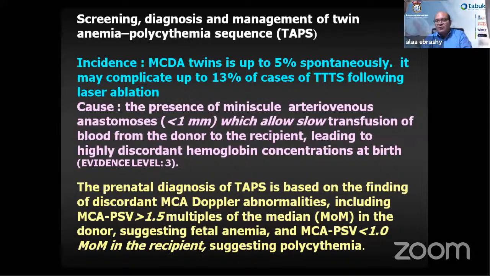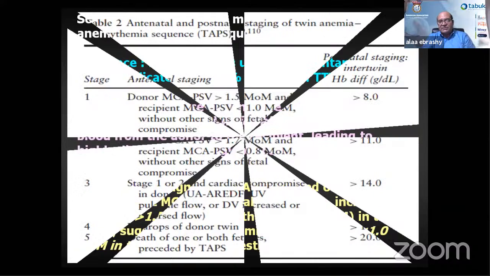Everybody knows that we can rely on the middle cerebral artery peak systolic velocity, MoM, the multiple of the median, more than 1.5 or less than 0.5. More than 1.5 MoM, we are speaking about anemia, and less than 1, we are speaking about polycythemia. So polycythemia is less than 1, and more than 1.5 it is anemia. So we can rely on the middle cerebral artery in diagnosis.